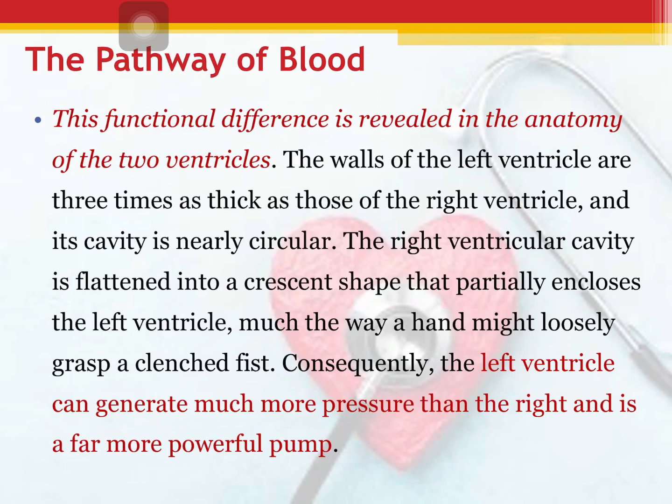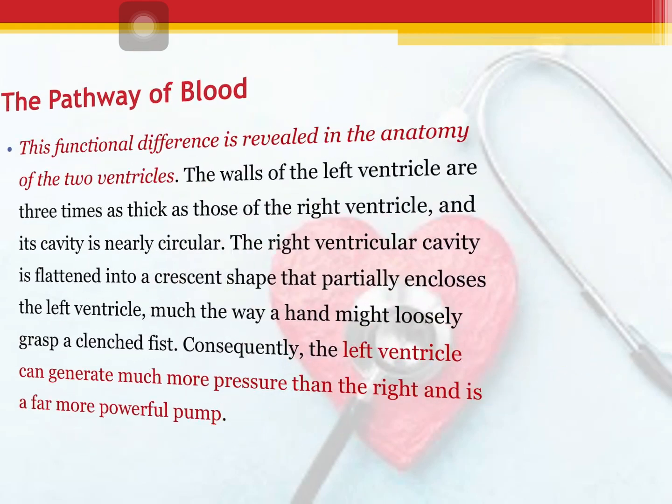The functional difference is revealed in the anatomy of these two ventricles. The wall of the left ventricle is three times as thick as that of the right ventricle. The right ventricular cavity is flattened into a crescent shape and partially encloses the left ventricle. Consequently, the left ventricle can generate much more pressure than the right and is a far more powerful pump because it has a thicker myocardium than the right ventricle.